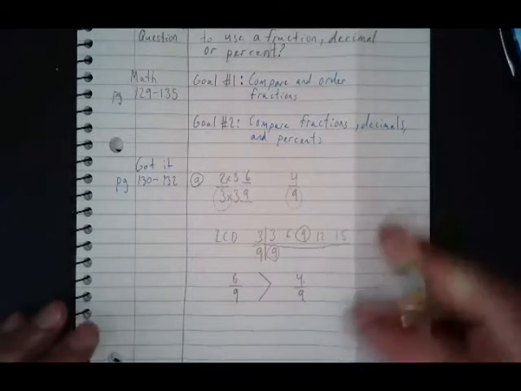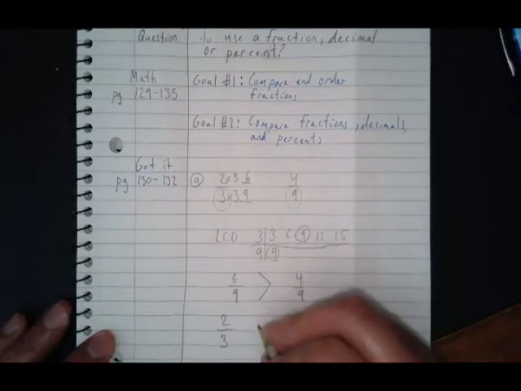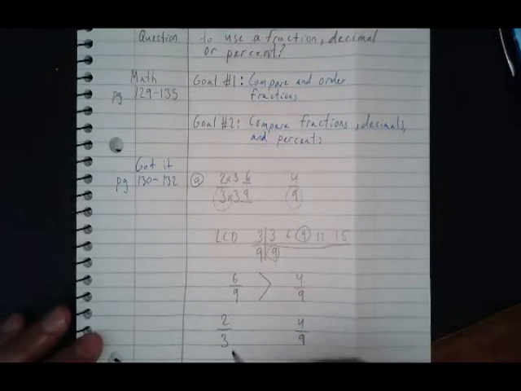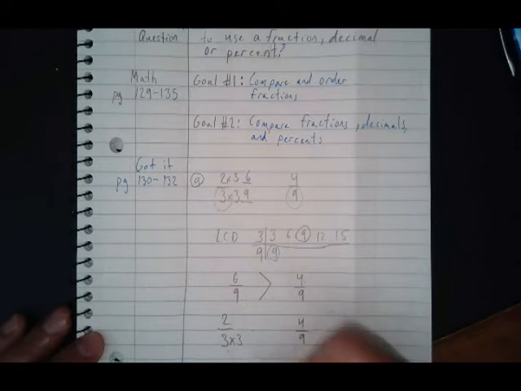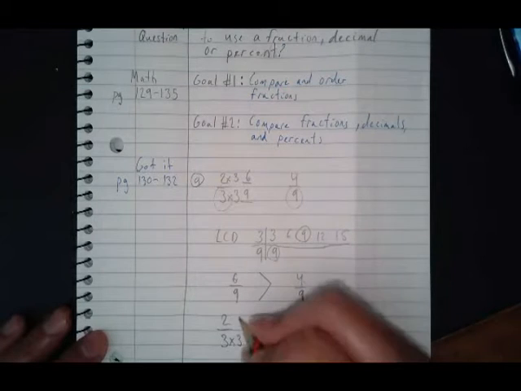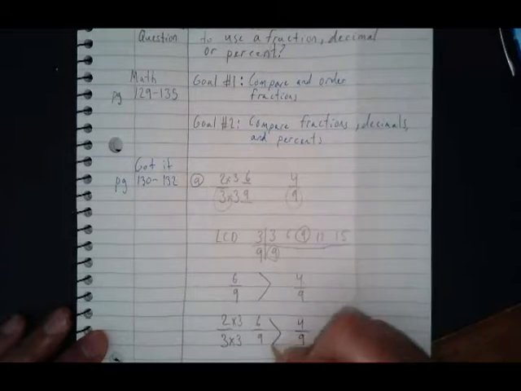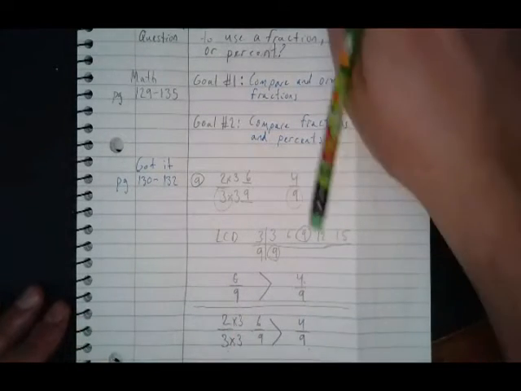Easiest way to do it, if you know your times tables, let me just do it real fast. You don't have to do all this if you don't need to. 2/3, I'm just going to rewrite it again. If you know your times tables, you look at the denominators. Oh, you know what? I see a connection between a 3 and a 9. I can make 3 groups of 3 to get 9. I'll do the same thing at the top. Same result. It's up to you. The more you know your times tables, the easier this gets.